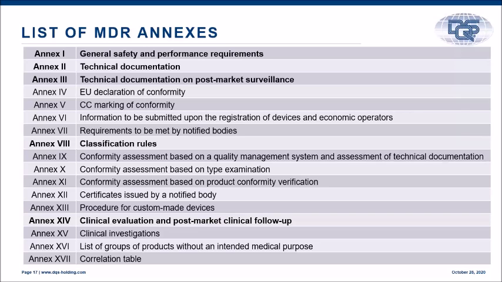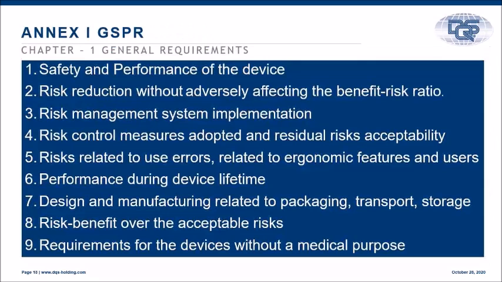Annex 7 is for notified bodies. Annex 8 is on classification rules. Annexes 9, 10, 11 are on conformity assessment routes. Annex 12 is on certificate content. Annex 13 is for custom-made devices. Annex 14 is for clinical evaluation and post-market clinical follow-up. Annex 15 is clinical investigations. Annex 16 is specifically for devices without an intended medical purpose. And the last is a correlation table which is provided.